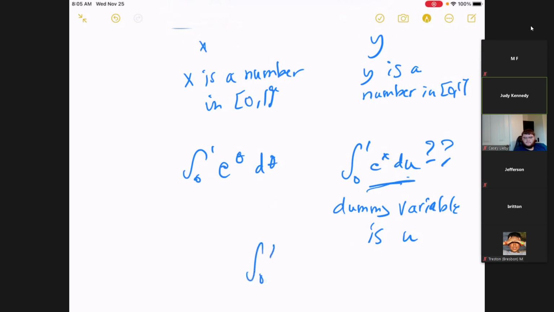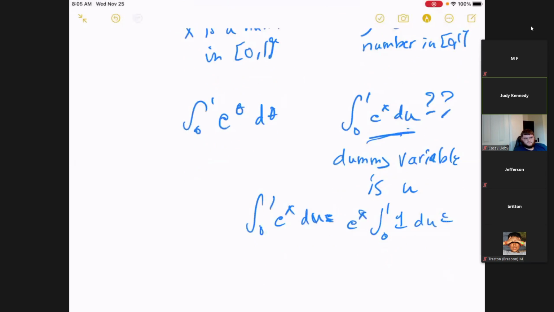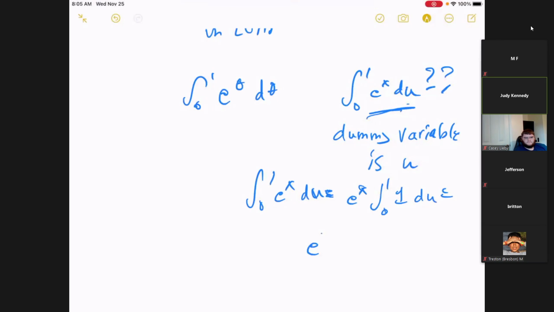So this would be equal to e to the x. x is a constant, so e to the x is a constant. And that would be e to the x, and the antiderivative of 1 is u. So we get e to the x times u from 0 to 1, which is e to the 1 minus e to the 0.